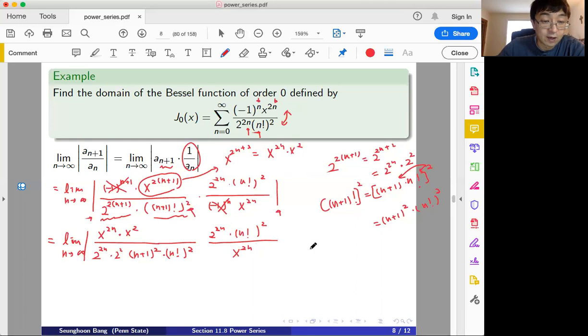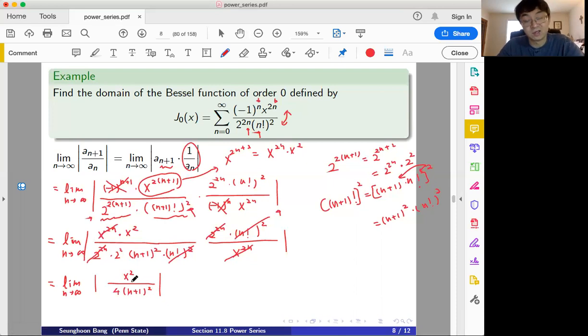You can take the absolute value here. Now cross out the common things. 2^(2n) is crossed out. x^(2n) is crossed out. And the factorial squared is crossed out. So we have this one: the limit as n approaches infinity of the absolute value of x squared over 2 squared, which is 4, times (n plus 1) squared. 4 times (n plus 1) squared is a positive number, and x squared is also a positive number, so you don't need the absolute value sign. Either is fine, with or without the absolute value.